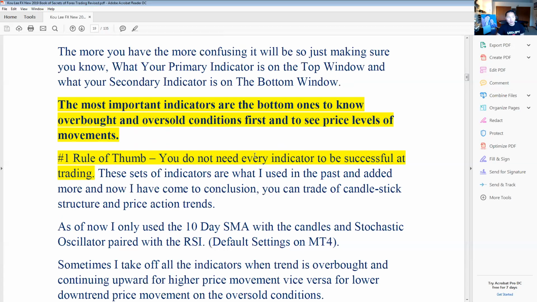So I wouldn't stress too much on looking at that, but if you are still using those bottom indicators, you have to understand that even if it's overbought on that time frame, you have to hop to the next higher time frame. If it's overbought on the 1 hour, you should look at the 4 hour. This is just a rule of thumb. I know this says number one, you do not need every indicator to be successful at trading. That is true, but this is my next rule of thumb.